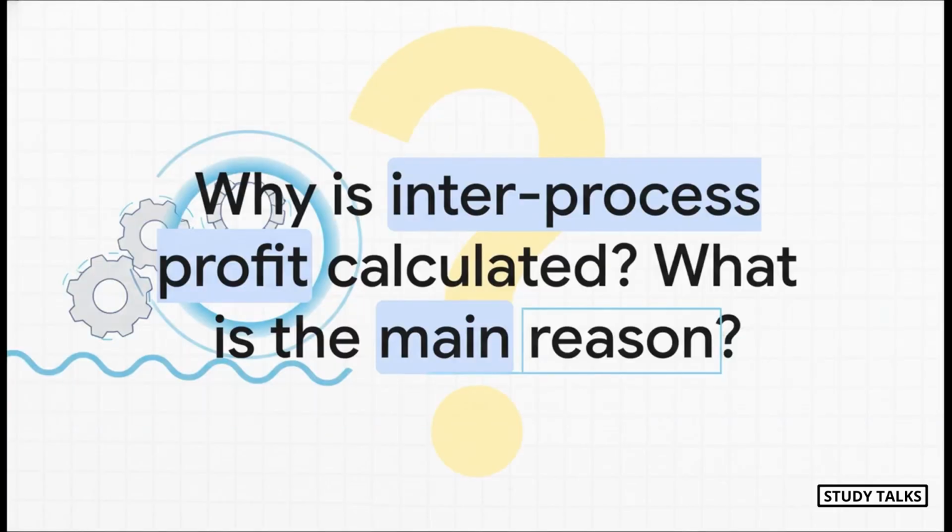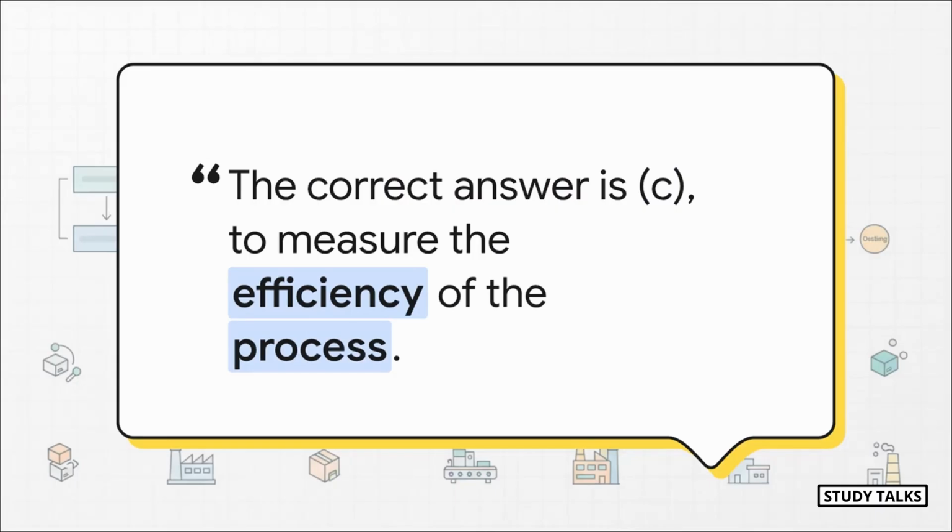All right, next up, a concept question. Why on earth do we go through all this trouble with interprocess profit? What's the fundamental reason we do it? Think back to what we said right at the start. And the answer is C. The whole point of this exercise is to measure how efficient and profitable each individual process is. It's about turning each department into its own mini business so management can see how well it's performing.